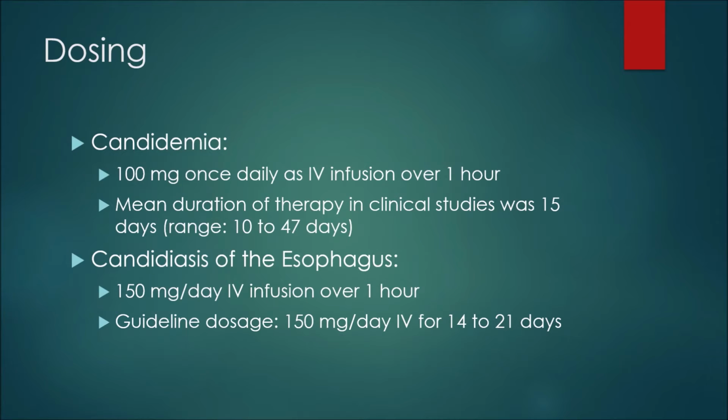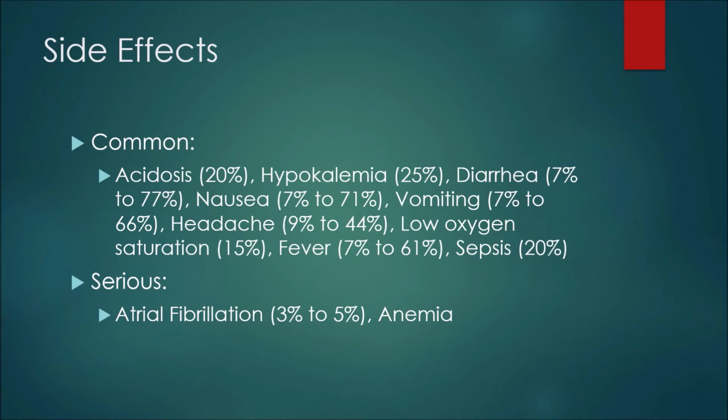So in the treatment of candidemia, we may see 100 milligrams once daily as an IV infusion over 1 hour. The mean duration of therapy in clinical studies was 15 days with a range of 10 to 47 days. For candidiasis of the esophagus, in the situation without HIV, we may see 150 milligrams per day IV infusion over 1 hour. And the guideline dosage with the time range here would be 150 milligrams per day intravenously for 14 to 21 days.